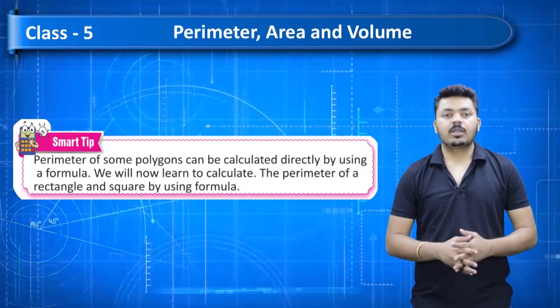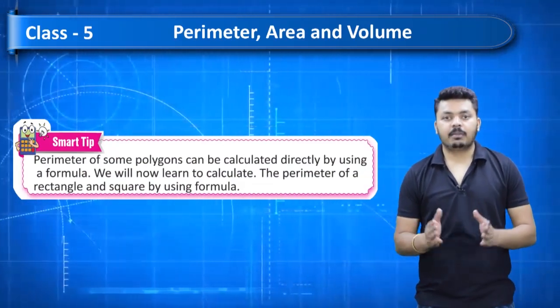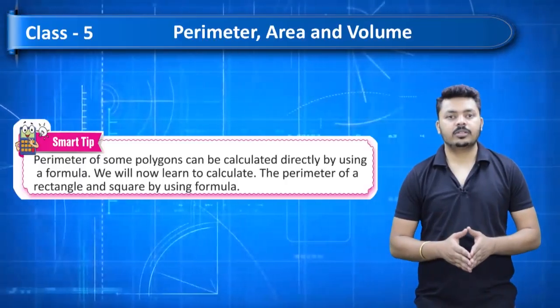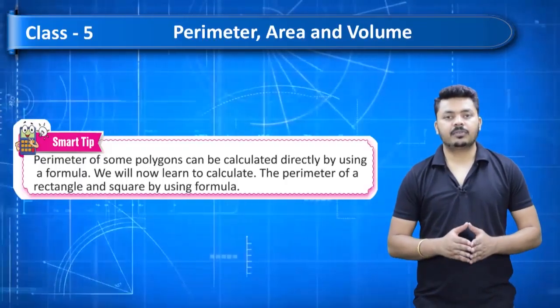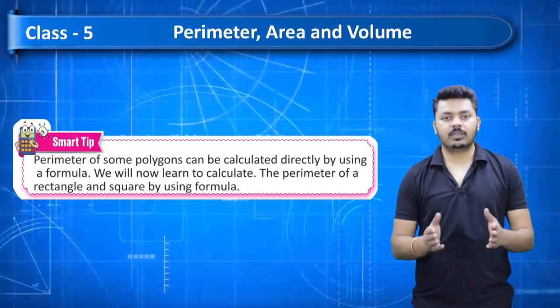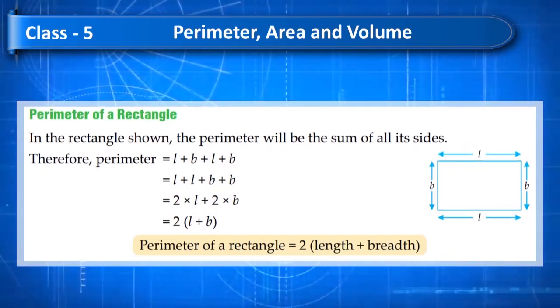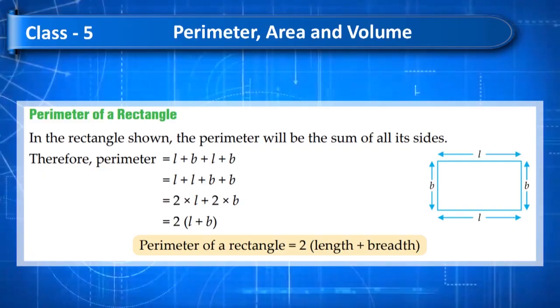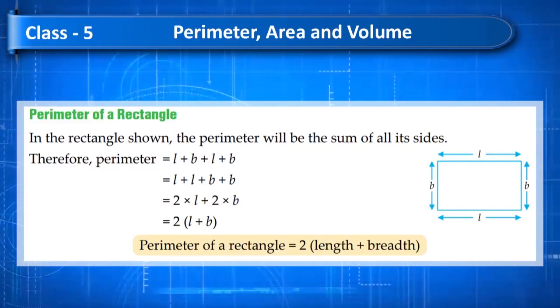Smart tip: perimeter of some polygons can be calculated directly by using a formula. We will now learn to calculate the perimeter of a rectangle and square by using a formula. Perimeter of a rectangle. In the rectangle shown, the perimeter will be the sum of all its sides.